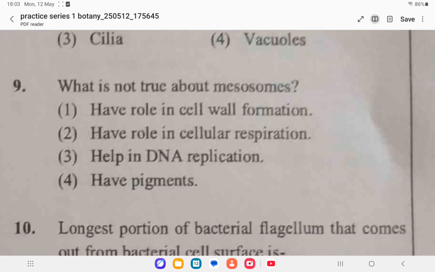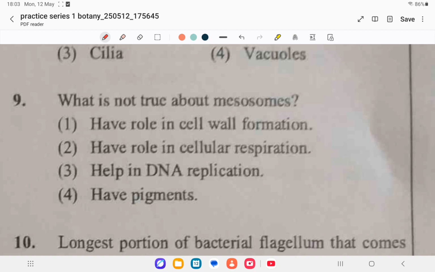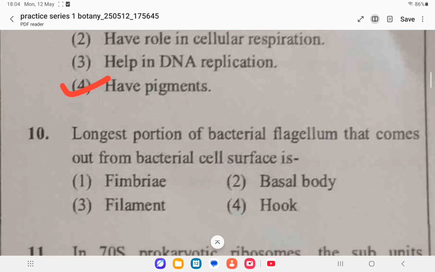Question number 9. What is not true about mesosomes? This is just an additional question on mesosome. The answer is option 4, have pigments. Mesosomes play a role in cell wall formation, as we saw in the above question, and they also help in cellular respiration as well as DNA replication. So mesosomes help in cell wall formation, DNA replication and distribution to daughter cells. They also help in respiration and secretion processes, to increase the surface area of the plasma membrane and the enzymatic content. Let's move forward for the next question.